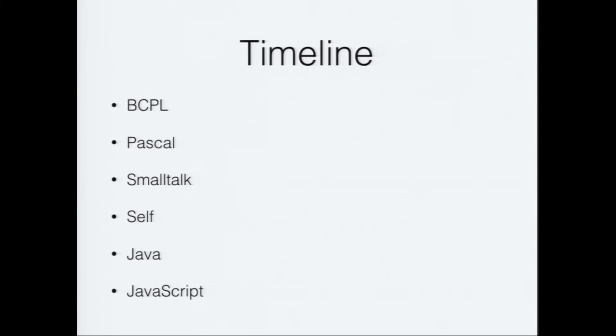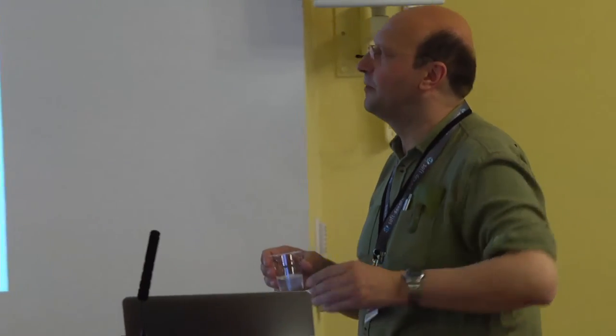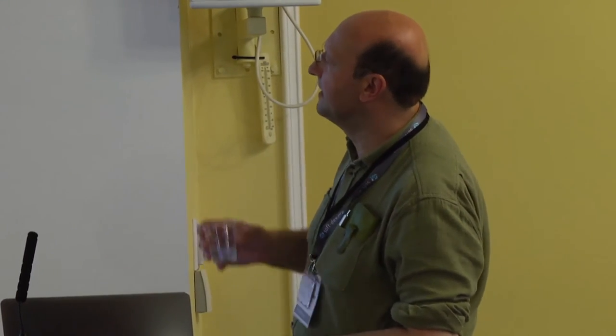And the systems I'm going to look at on the broad sweep across your picture are these in this first section: BCPL, Pascal, Smalltalk, Self, Java, and JavaScript, which will take us up to the turn of the millennium. So the first language with something that's identifiably VM-ish is BCPL, which stands for Basic Combined Programming Language, which in itself begs many questions, but I'm not going there right now.